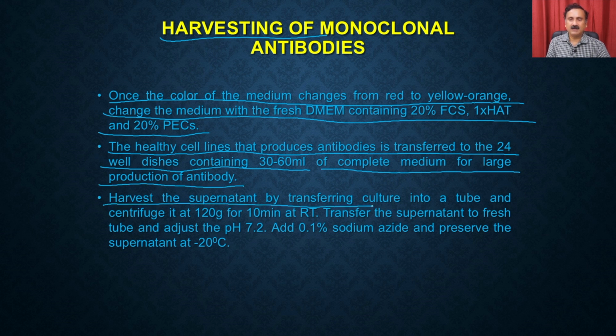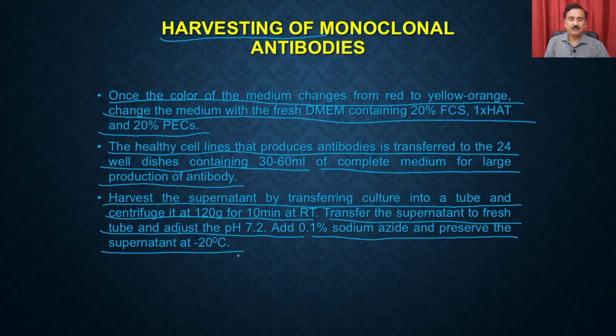Harvest the supernatant by transferring the culture into a tube and centrifuge it at 120 g for 10 minutes at room temperature. Transfer the supernatant to a fresh tube and adjust the pH to 7.2. Add 0.1% sodium azide, and you can preserve the supernatant at minus 20 degrees Celsius.